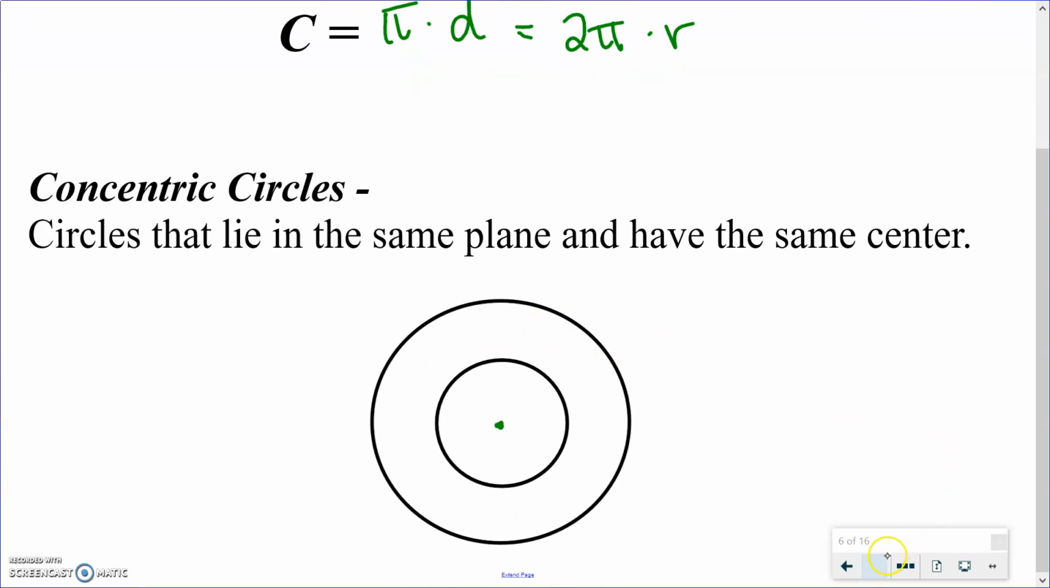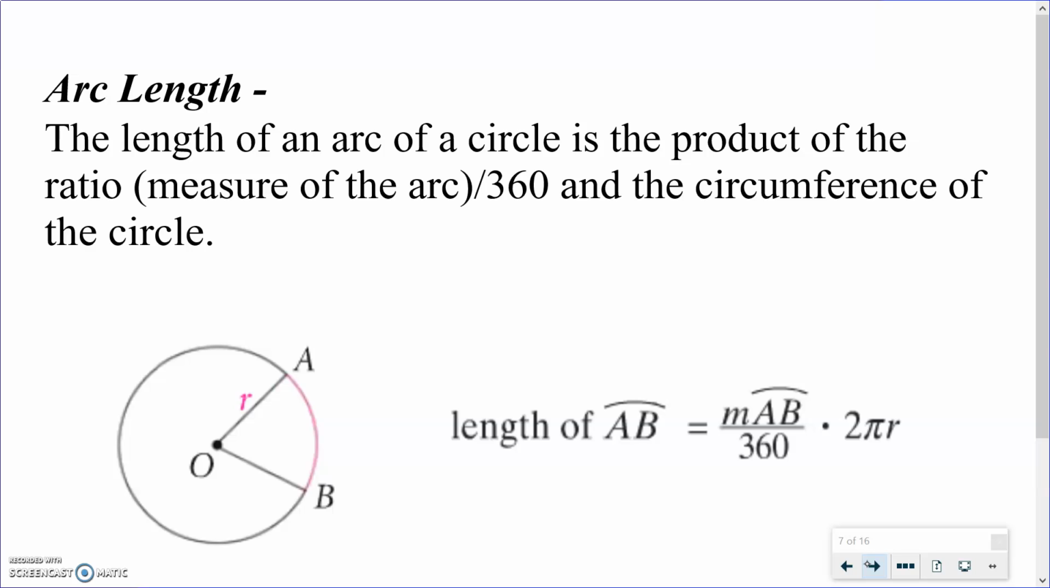So next we have the arc length. Sorry, there's a lot of vocab here today. The length of an arc of a circle is the product of the ratio of the measure of the arc over 360 and the circumference of the circle. So really what that's saying is you take the fraction of the circle and then multiply it times the entire circumference. Like if this was 70 degrees, we would do 70 over 360 times pi times the diameter. And if it was 100 degrees, we would do 100 over 360 times pi times the diameter, and so on. Okay?